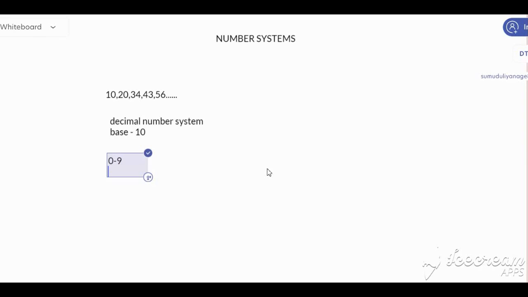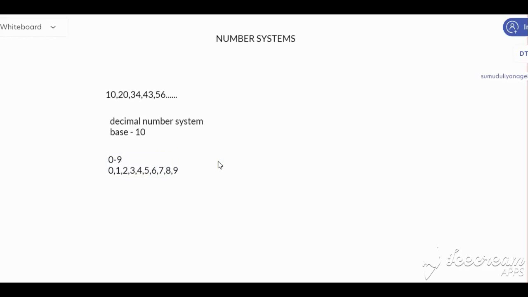For more detail, you can use 0, 1, 2, 3, 4, 5, 6, 7, 8 and 9 to represent a number in the decimal number system.